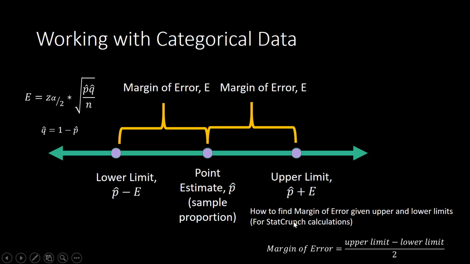If you are using StatCrunch or technology to calculate your confidence interval, you will need this equation right here. Technology will give you the lower and upper limit of your confidence interval, and then to find the margin of error, you will need to find the total distance from the lower limit to the upper limit, and then divide that by 2 to find the margin of error. Remember, the margin of error is always positive.